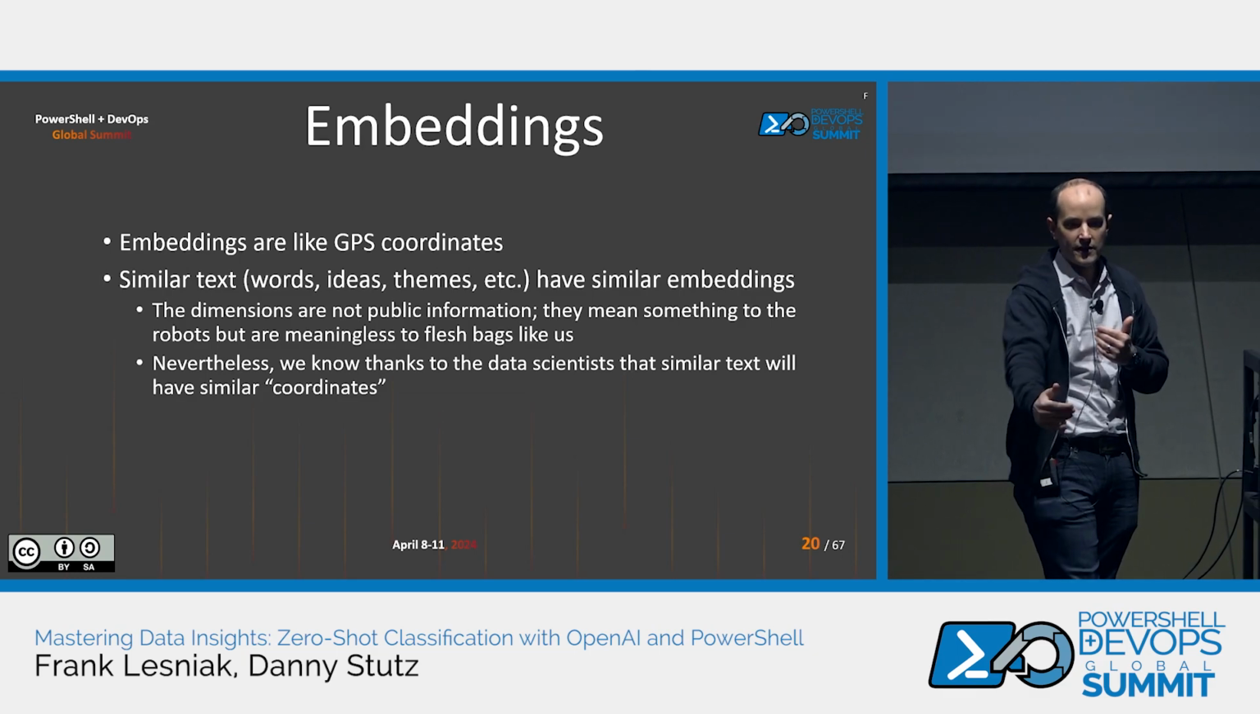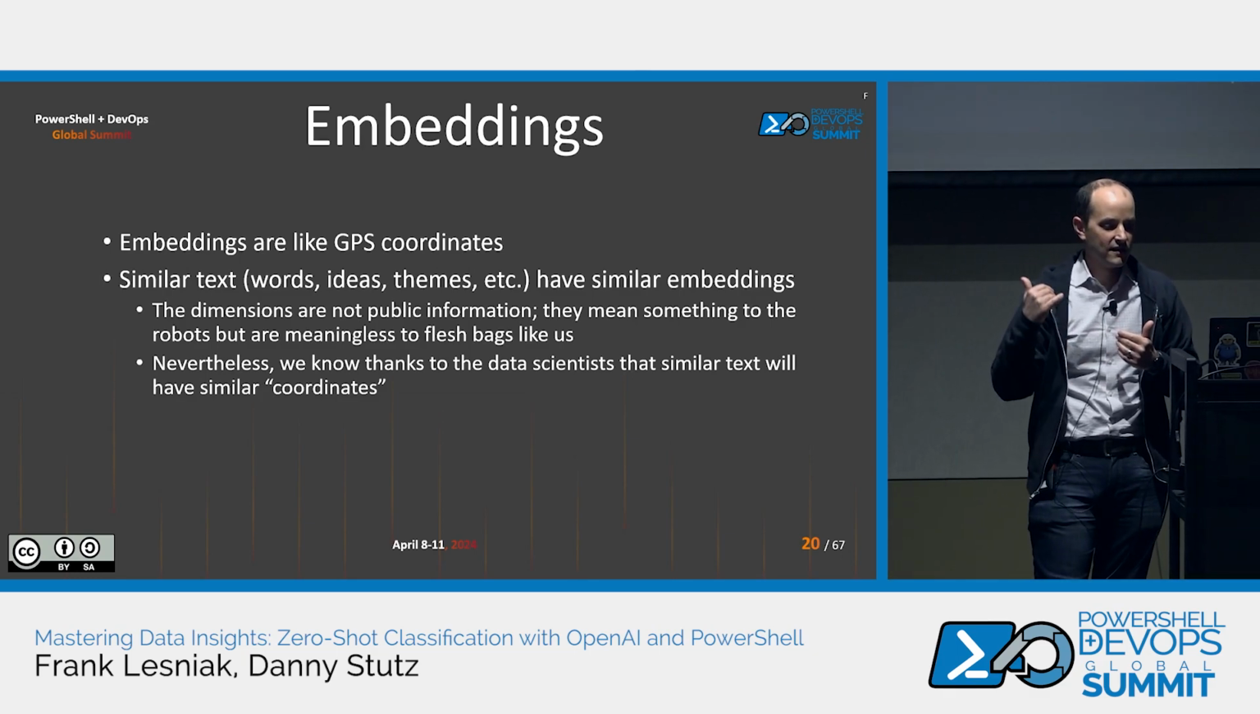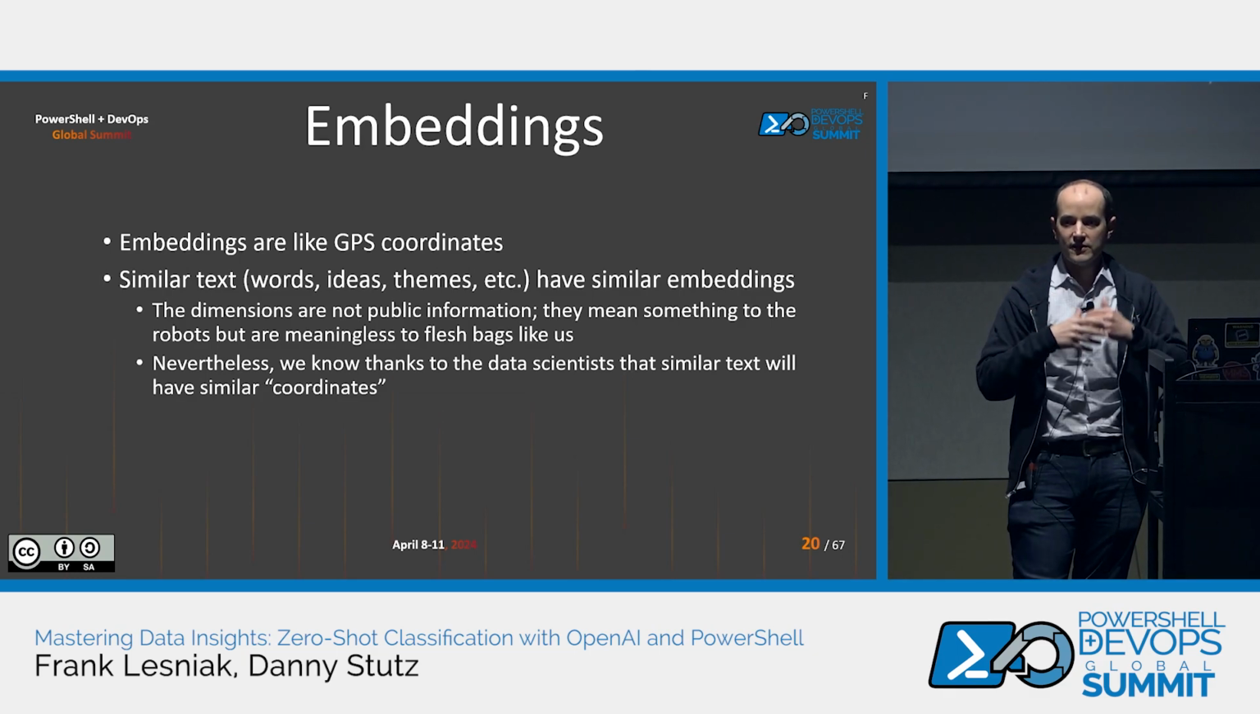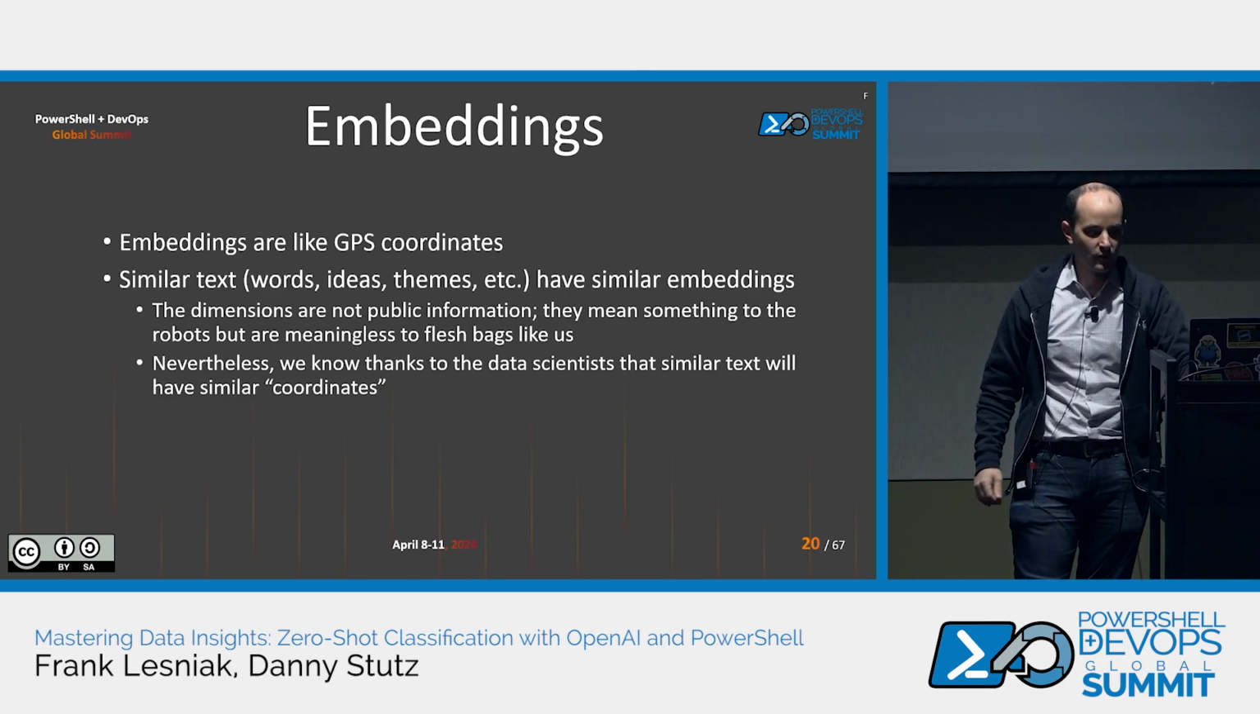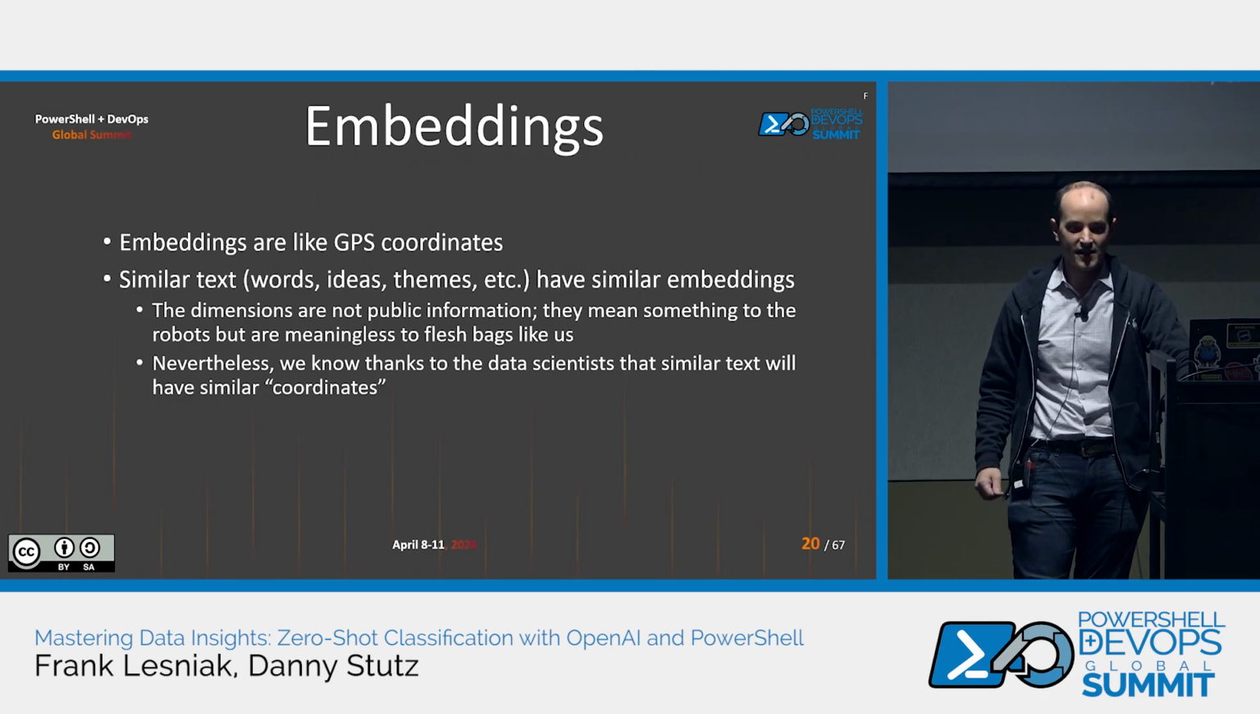So we can't prove this, but it's a data science principle that we are going to assume is true for this talk. Thanks to the data scientists for establishing that. We're going to assume that similar text means similar coordinates.